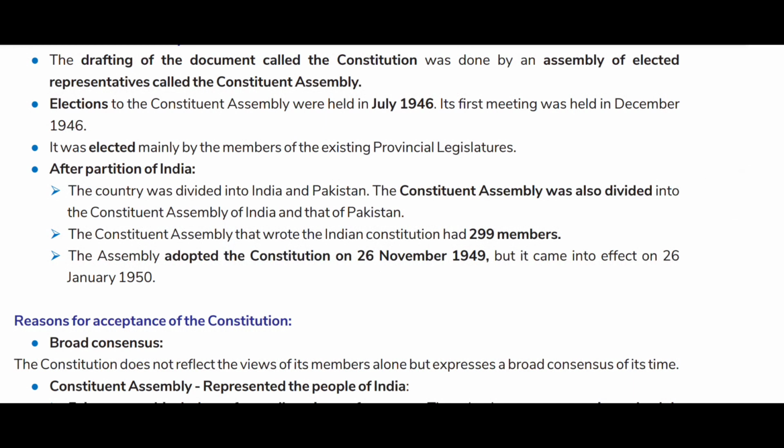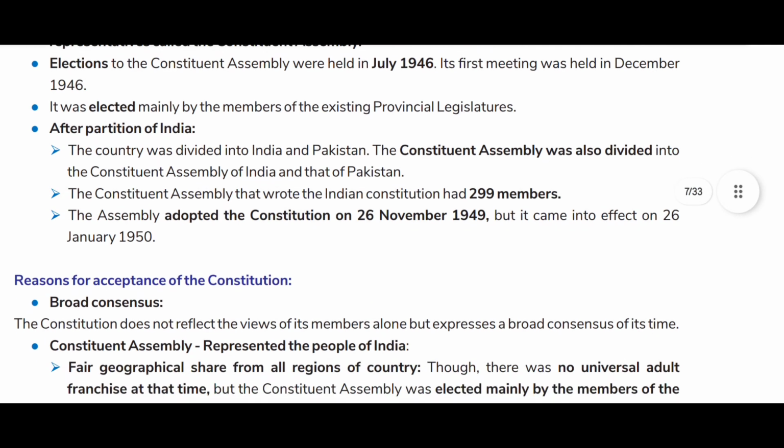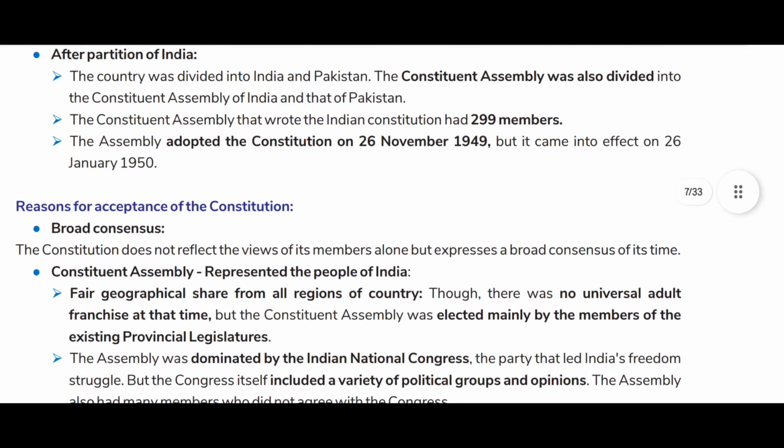After partition of India, the country was divided into India and Pakistan. The Constituent Assembly was also divided into the Constituent Assembly of India and that of Pakistan. The Constituent Assembly that wrote the Indian Constitution had 299 members. How many members? It had 299 members.